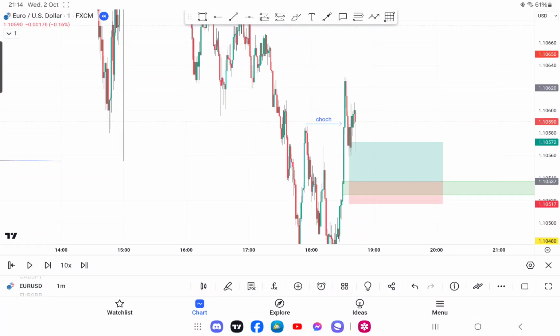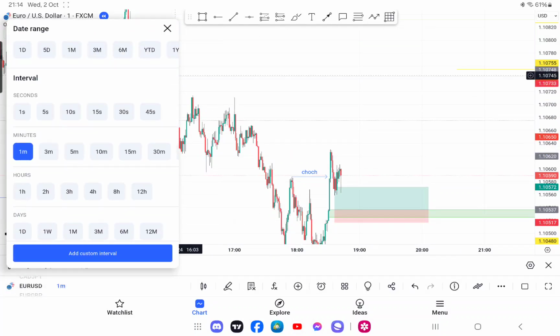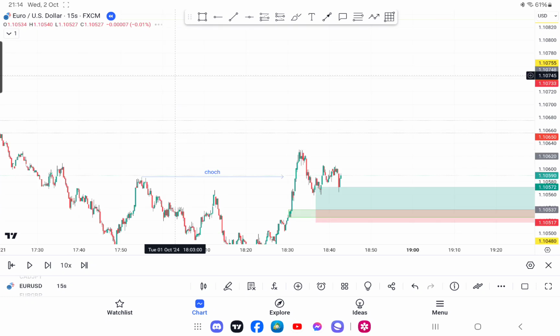And then obviously we move on to targets. So obviously we've got a bit of imbalance up here. Just show you.